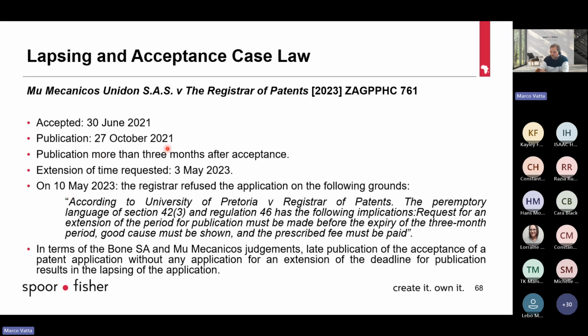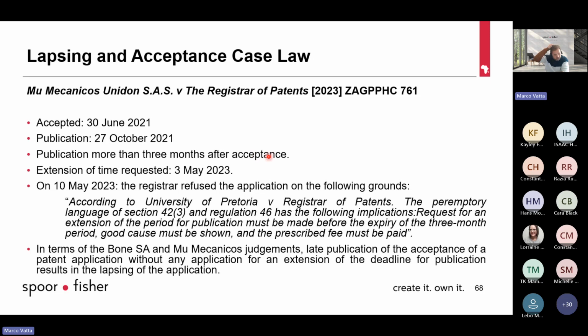Sorry, Kaylee, I noticed in the chat that you mentioned we don't have slide 68. This is an important slide that I've put in this morning, so I will send an updated version to everyone to ensure that you do have the slide, because it is a very important case, an important outcome from the Court of the Commissioner of Patents. So thanks for bringing that to my attention. I will share this.